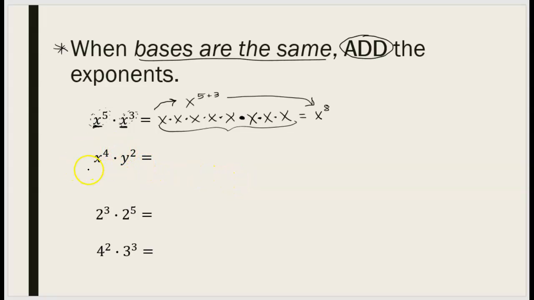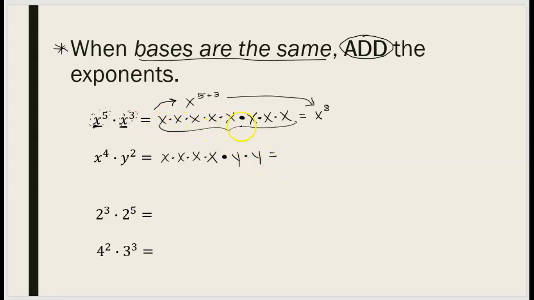Now I wanted to do another one for you where my bases are not the same. I want to expand this so you can see what this does. So x to the 4th power means I use x 4 times as a factor, times y squared, which means I use y 2 times as a factor. If I want to write this the simplest way that I can, can I write this with one exponent, given that I have 4 x's and 2 y's? There's really no way for me to do that.